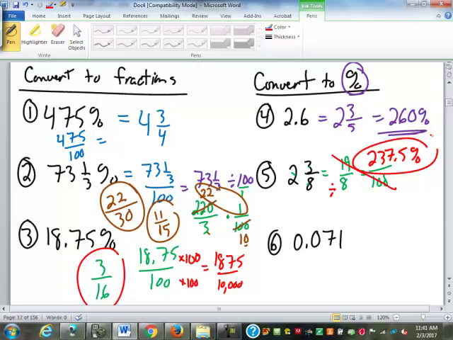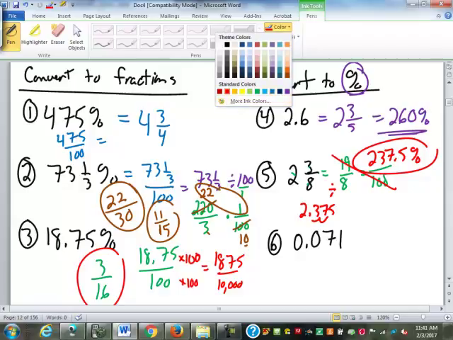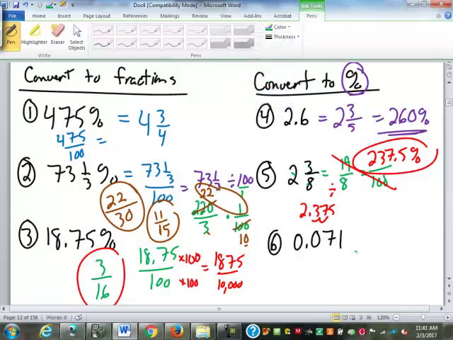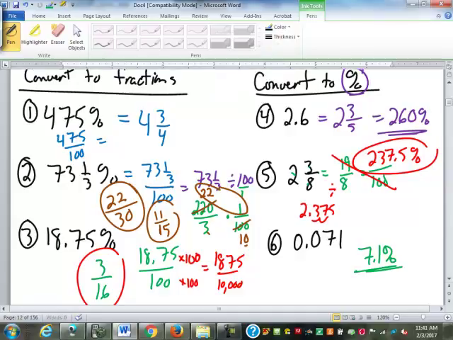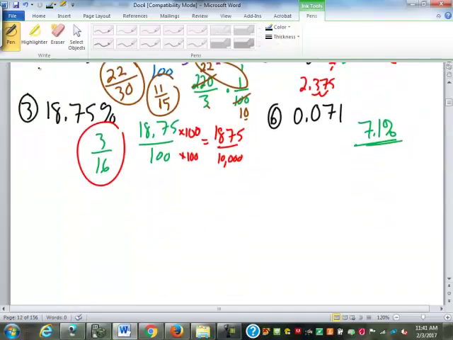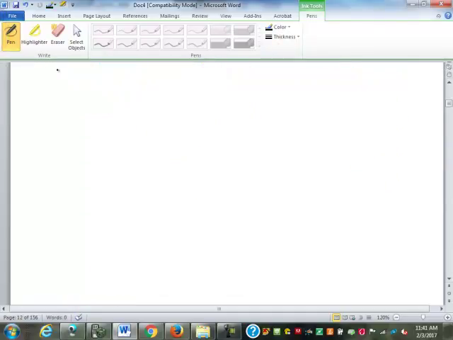Or you could have just divided out the 3/8 to get 0.375, so that's 2.375, and move the decimal point over 2 spots to make it a percent. And for our last one, 0.071. Anybody want to give me what they got for a percent for that one? So what was that? 7.1%. 7.1%. Good. Good job.